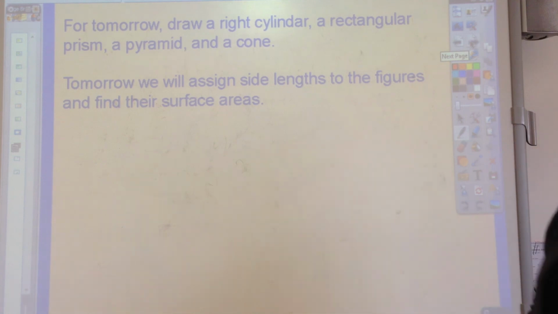All right, for tomorrow, I want you to draw a right cylinder, a rectangular prism, a pyramid, and a cone. And then tomorrow in class, we're going to assign some side lengths, and we'll find their surface areas together.